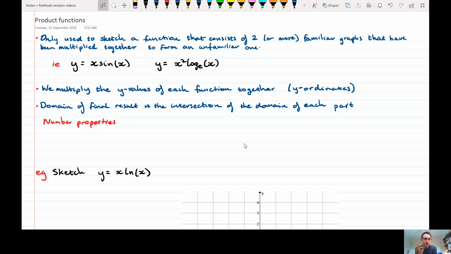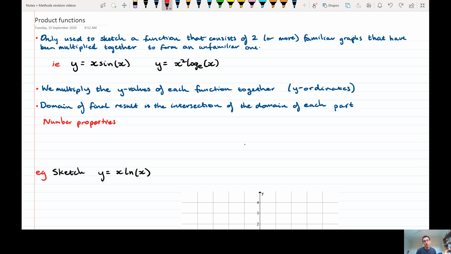Now, again, we only use this on functions where we know the individual ones, but we don't know what it looks like together. So x sine x, for example. I know what x is, I know what sine x is. Together, multiplied, I don't know what it looks like. And same with x squared log e of x. I know both of those individually, but together I don't know. Now the concept's the same idea. You're multiplying y values instead of adding them.